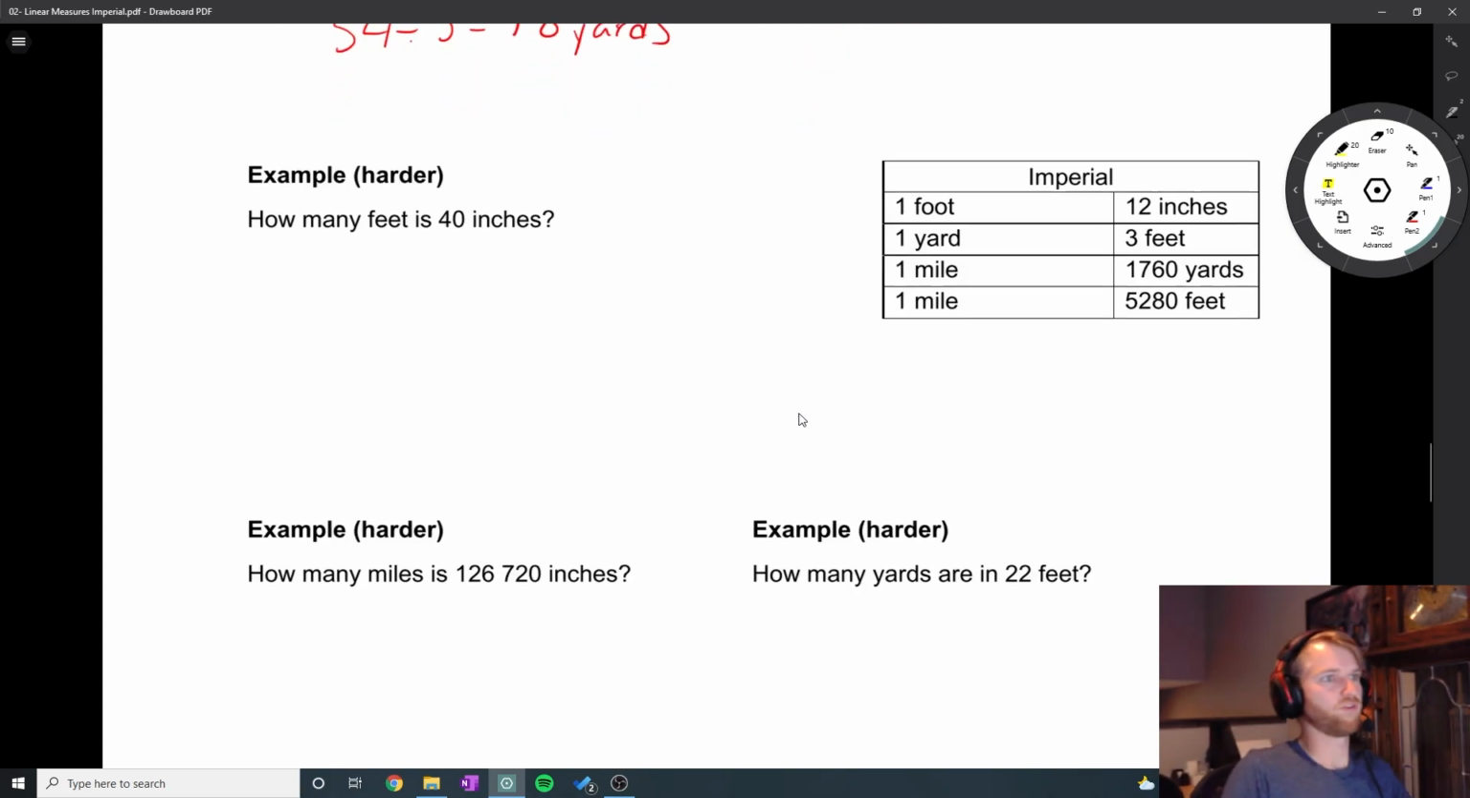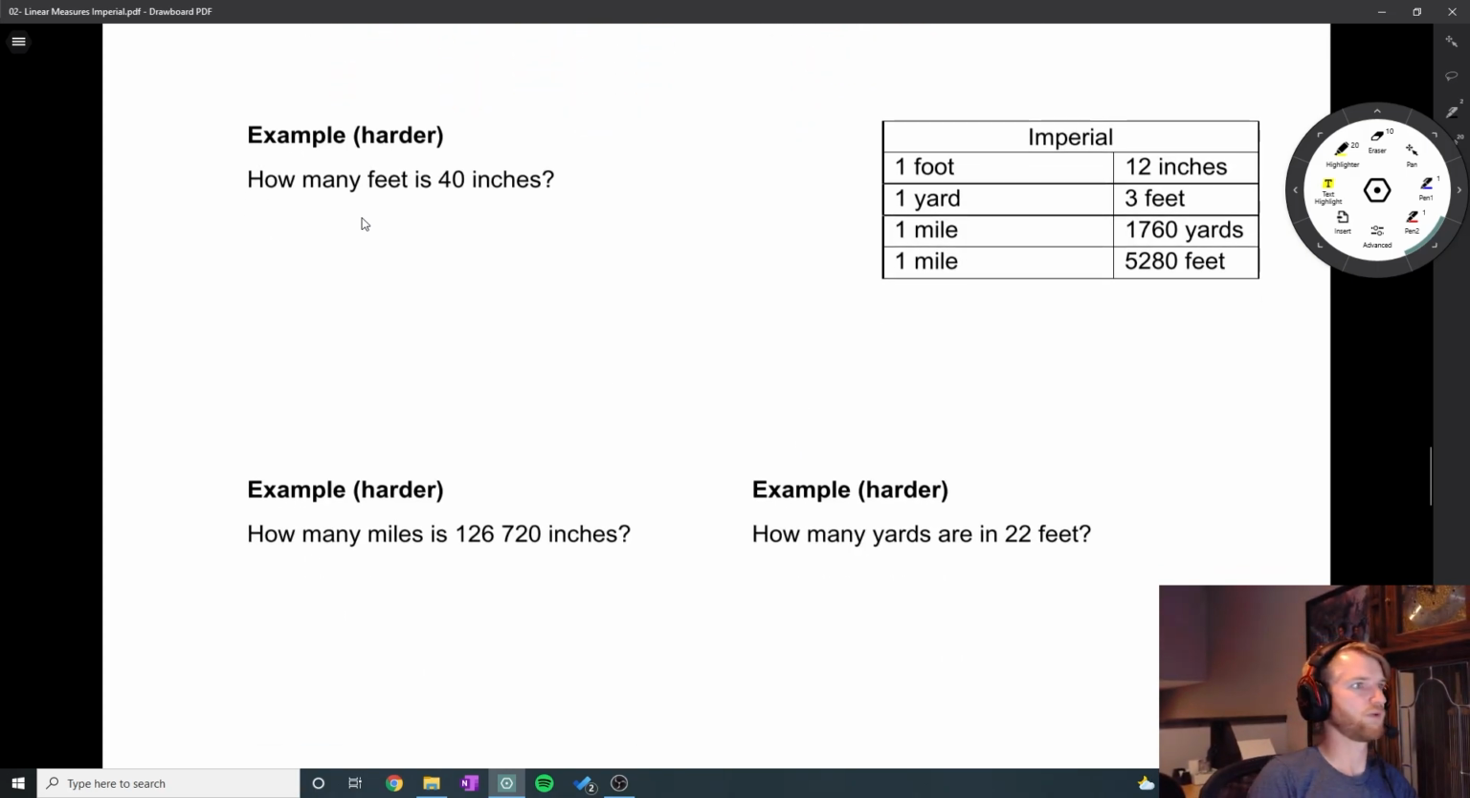Okay, last couple conversion questions. How many feet is 40 inches now? Okay, this one's not round, so this one's going to give me a decimal number. If I'm going from inches to feet, I'm dividing by 12. So I'm saying 40 divided by 12.